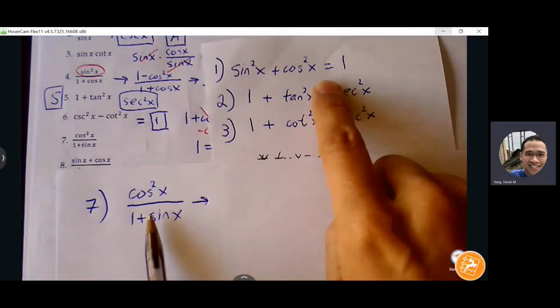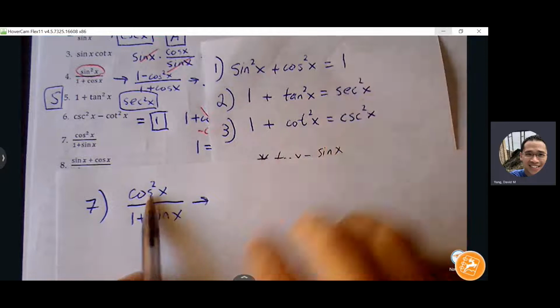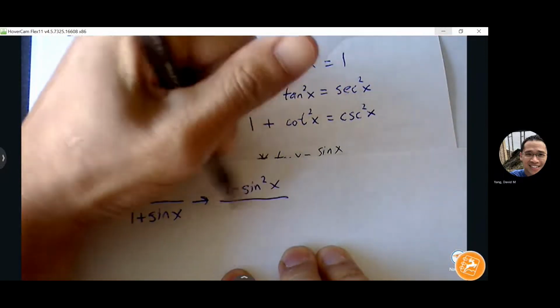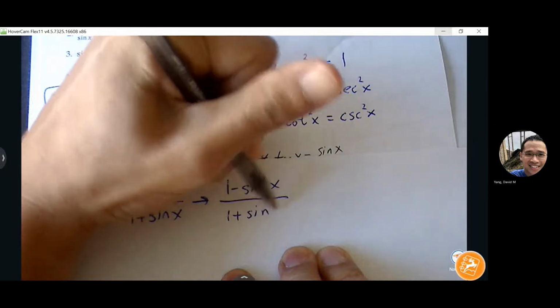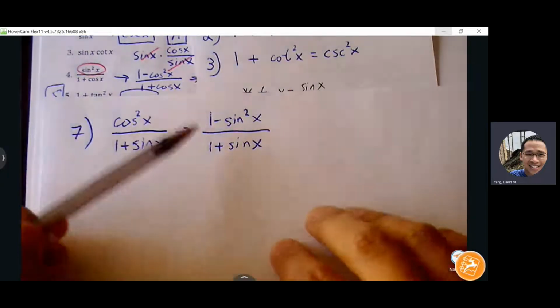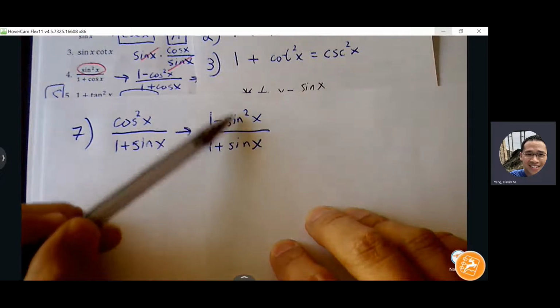Okay, so based off this identity, I know cosine squared is equal to 1 minus sine squared. It feels like we're making progress because at least we have the numerator and denominator in terms of the same trig function. But can I do this? Can I just cancel the ones out and take out one of the signs?